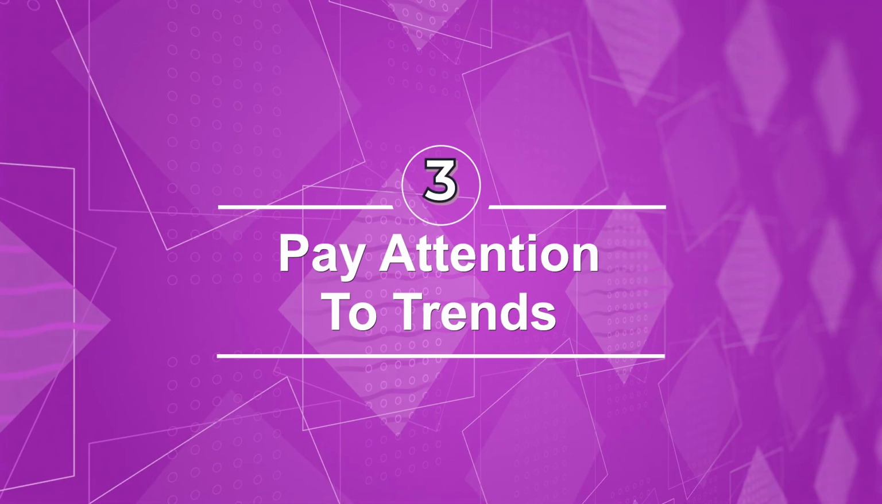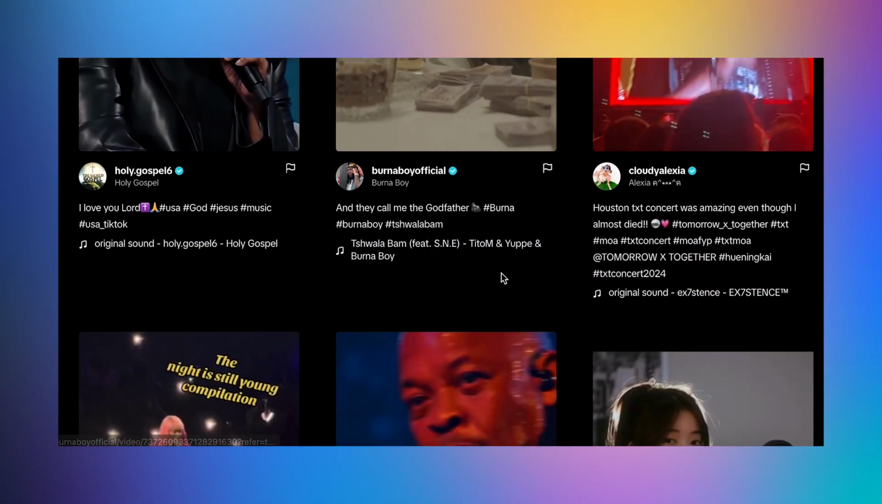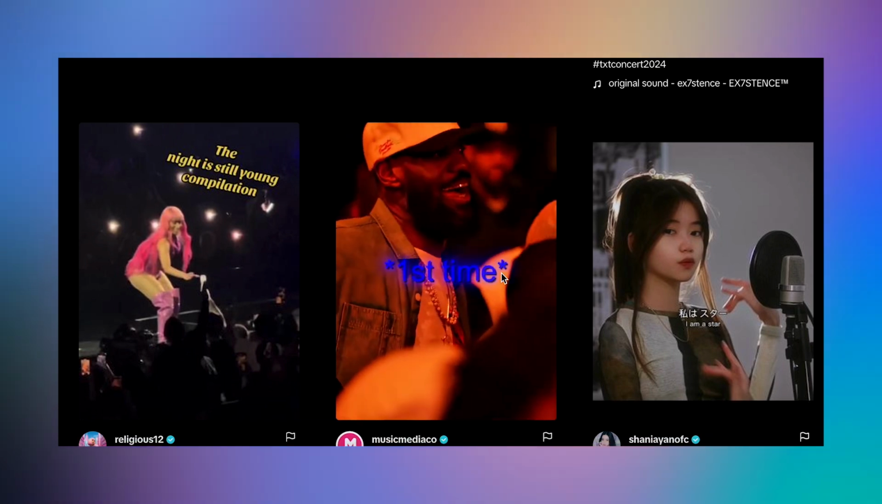Tip 3, pay attention to trends. Stay up to date with the latest music trends on TikTok. Pay attention to what songs are trending on the platform and consider incorporating them into your videos. Using popular music can help increase your chances of getting discovered and going viral.